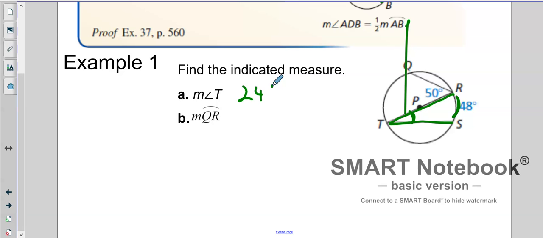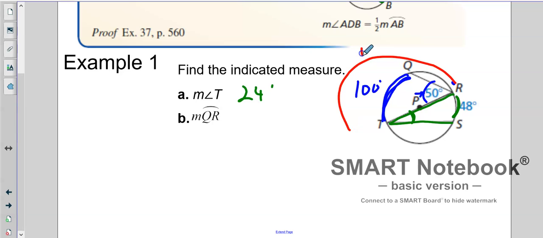The measure of QR. Now, QR is going to take a little bit of work. So let's look at this first. The measure of this right here is going to be double this angle here. So that makes this 100 degrees. Now think about it. TR is a diameter, which means the arc TR is 180 degrees because it's half the circle. Well, if that's all 180 and this is 100, that means this here is 80.